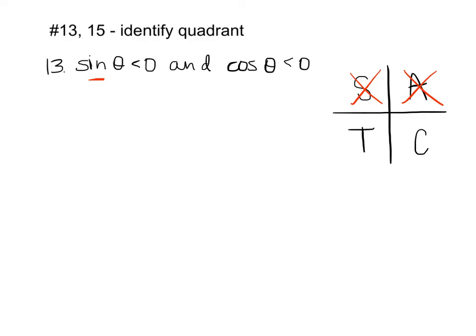Okay, and then the second fact says that the cosine of theta is also less than 0. So I need cosine to be negative. I've already ruled out quadrants 1 and 2. The only thing I need to do is pick between my two possibilities that I have left. For cosine to be negative, it can't be in quadrant 4 because that's where cosine is positive. So my answer would be quadrant 3. That's the only quadrant in which both of these conditions fit. So that's what you're going to do for 13 and 15.